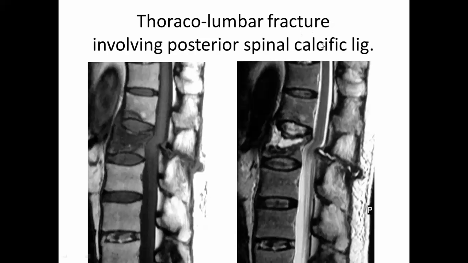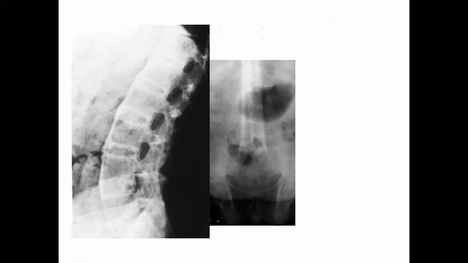Posterior spinal calcific ligament with fracture spine, calcifications of the posterior spinal ligament, fracture vertebra, all can be seen in ankylosing spondylitis. Here the typical bamboo spine of ankylosing spondylitis.